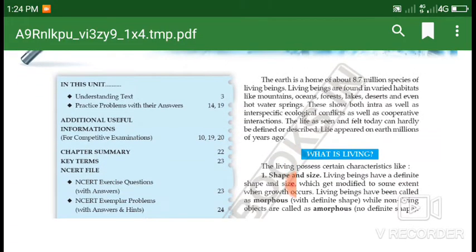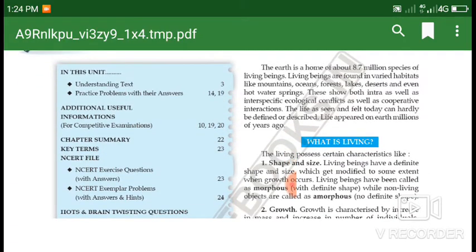So the earth is the home of 8.7 million species of living beings. Living beings are found in varied habitats like mountains, oceans, forests, lakes, deserts, even a hot water spring. That shows both intraspecific as well as interspecific ecological conflict as well as cooperative interactions.